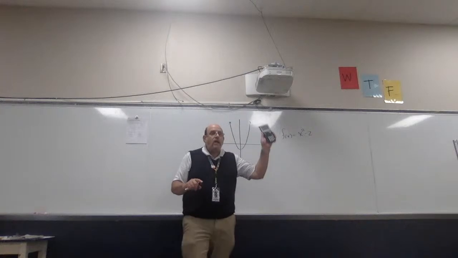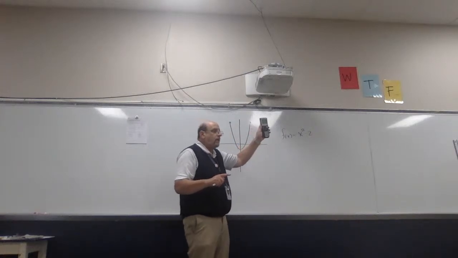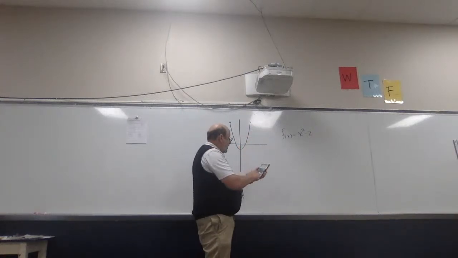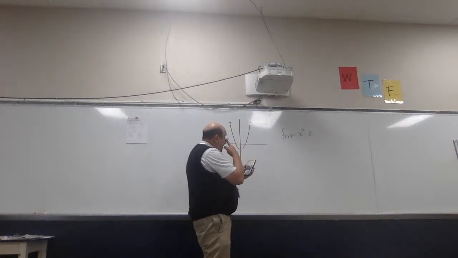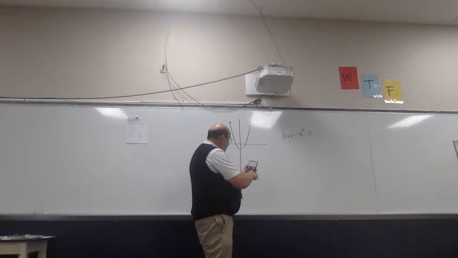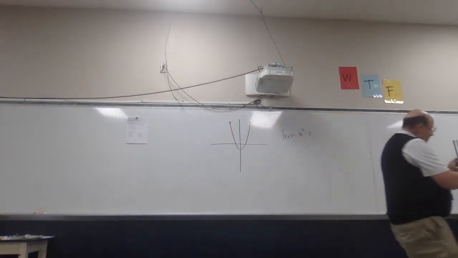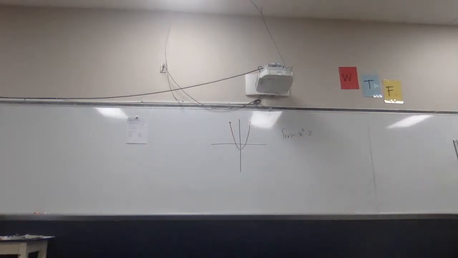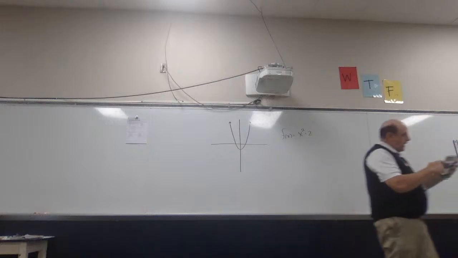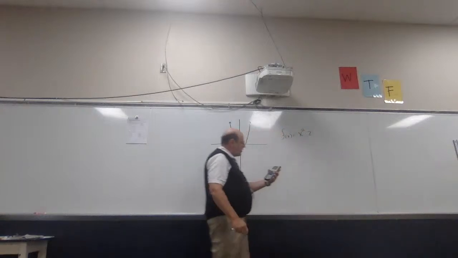All right, Y equals. Ready? If you put in, you may have to fix something else, but go ahead and hit X. That's the X, theta, n button, right underneath mode. You hit X, then X squared. That makes X squared. Minus, right? And then 2. X squared minus 2. And then if you hit graph, you should see a graph of it.